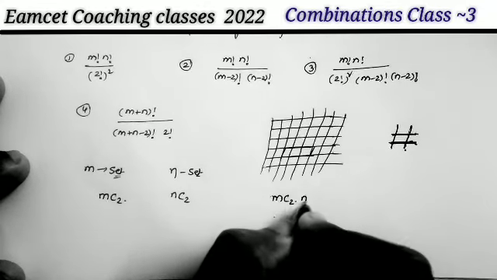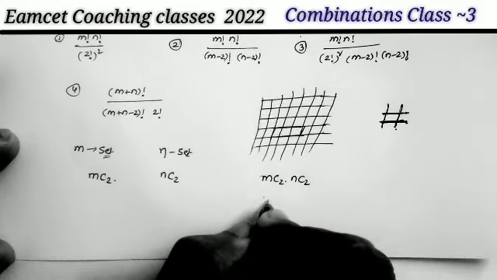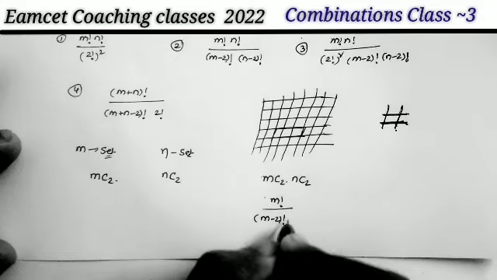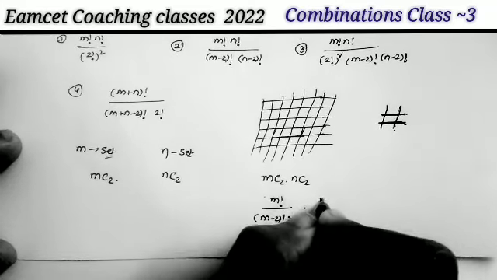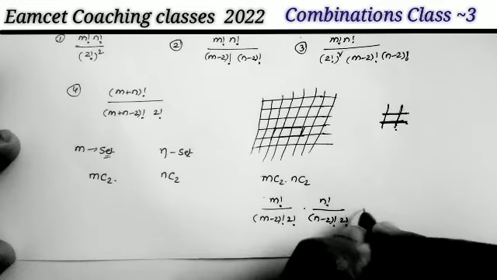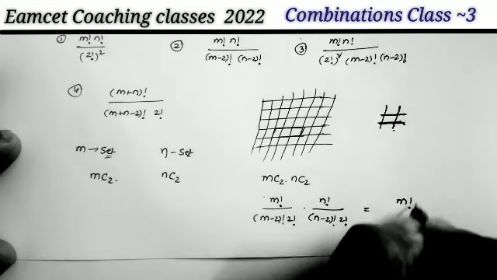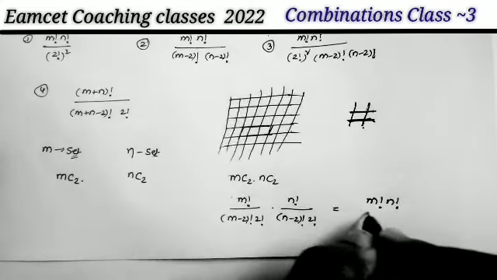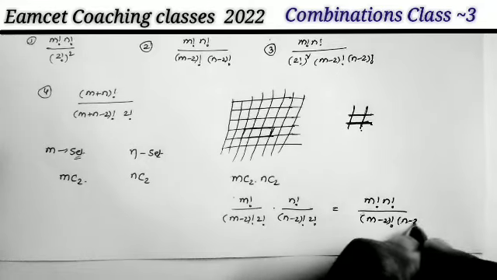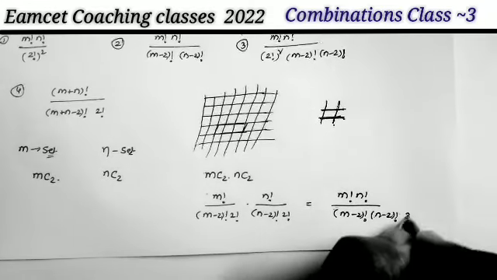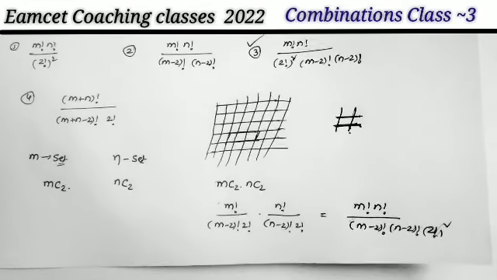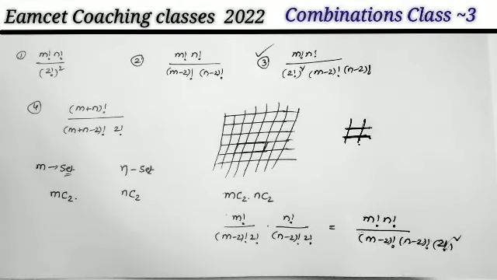mC2 into nC2. Now applying the formula, mC2 is m factorial by (m minus 2) factorial into 2 factorial. And nC2 is n factorial by (n minus 2) factorial into 2 factorial. Therefore the answer is equal to m factorial into n factorial by (m minus 2) factorial into (n minus 2) factorial into (2 factorial) whole square, and that is the third option. That's all. This is the answer. Okay, I will continue the remaining sums in the next video.